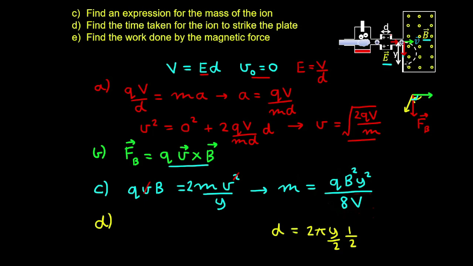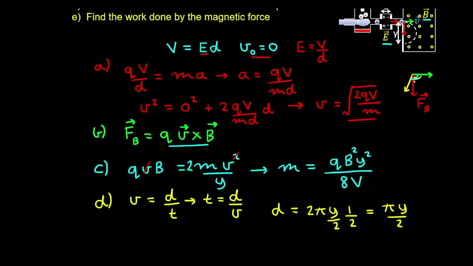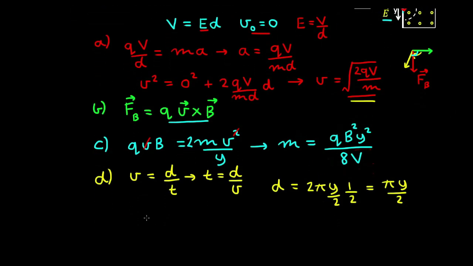So given that the speed around this circle is constant, we have speed is equal to the distance travelled on time. So the distance travelled is equal to pi y on 2. And then rewriting this expression, we get t is d on the speed. So we had the speed from part A, so we can write t is equal to pi y on 2 on v. So we'd get the square root of m on 2qv.